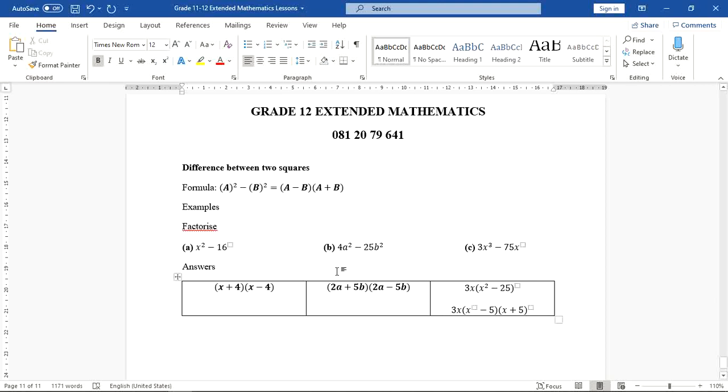So all you need to remember is this formula. So a squared minus b squared is equal to 2 brackets. It's almost the same information, the difference is just the positive and the negative. So then sometimes you get something like this, but as you can see, 3 is not a square number, x cubed is not a square number, 75 is not a square number, and x is not a square number. But what you need to do, identify the common factor, so that if you take it out, you end up with the difference between two squares.